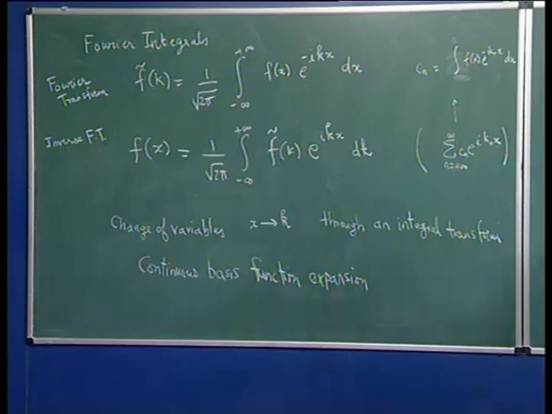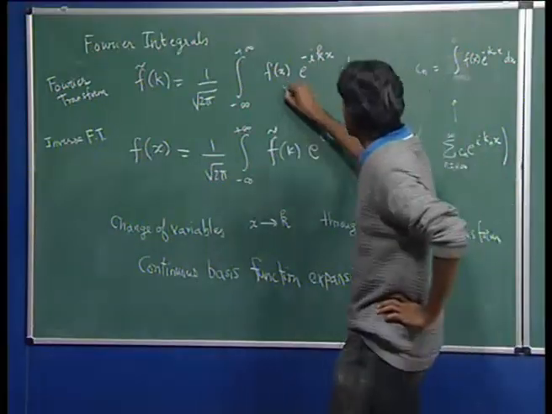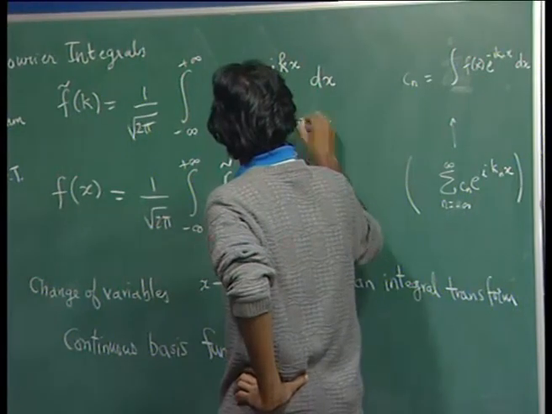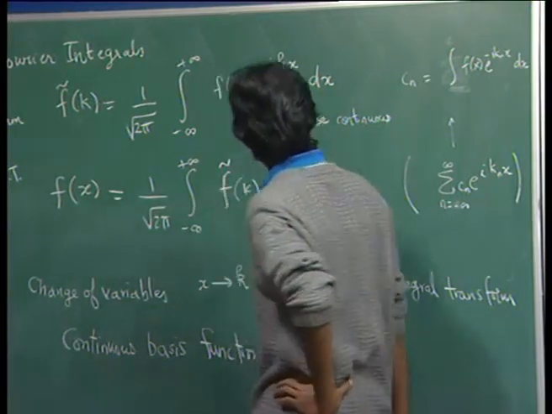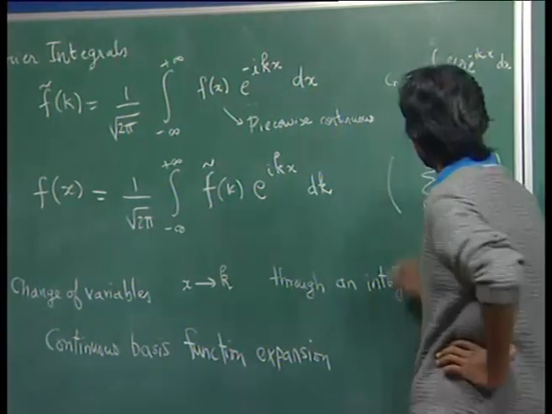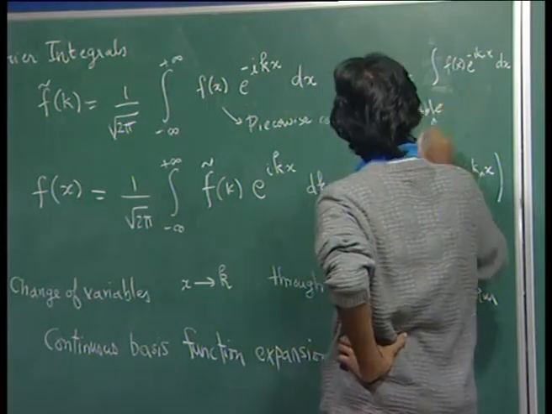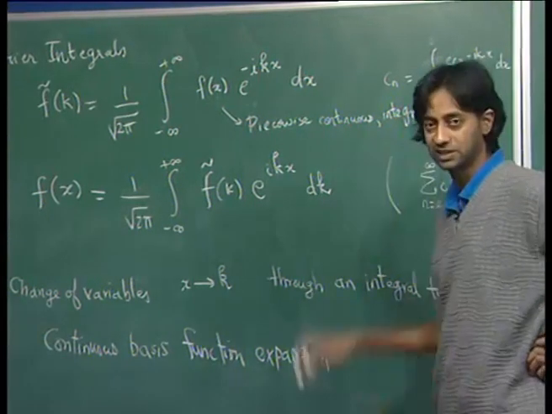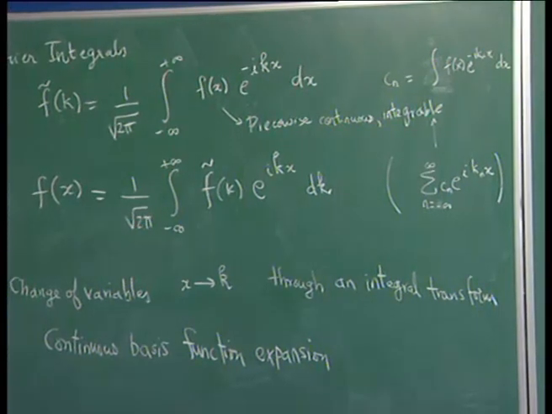A couple more things I want to mention. One is that this Fourier transform is only defined if f of x is piecewise continuous. So f of x has to be piecewise continuous, and it has to be integrable. These are certain conditions for the existence of the Fourier transform. If your function is not piecewise continuous or integrable, then it does not have a Fourier transform.